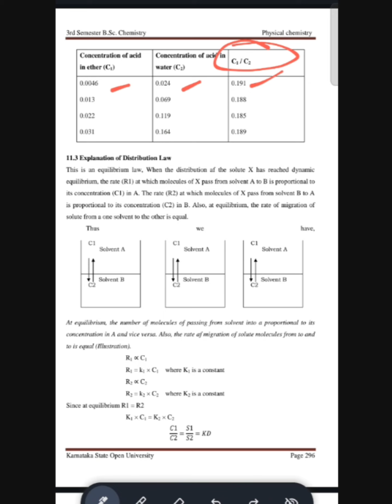And further, the explanation of the distribution law. When the solute X is added, it reaches dynamic equilibrium, where the rate R1 at which molecules of X pass from solvent A to solvent B is balanced. When X moles pass from solvent A to solvent B, a proportional concentration will be there, that is C1. C1 is the concentration in solvent A, and C2 is the concentration in solvent B.